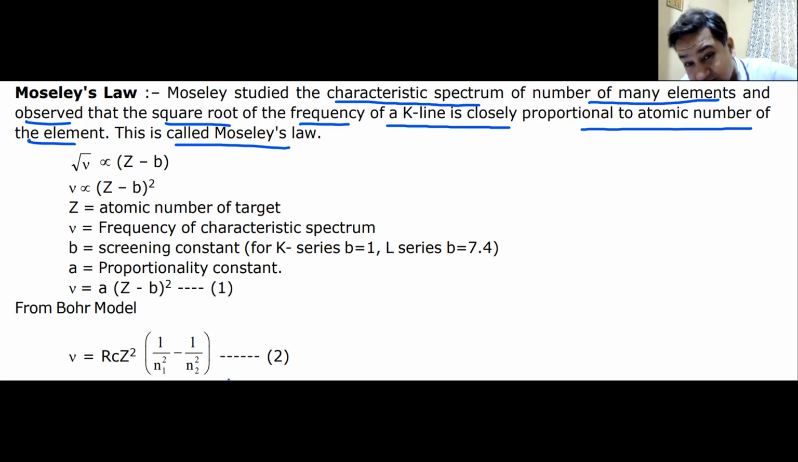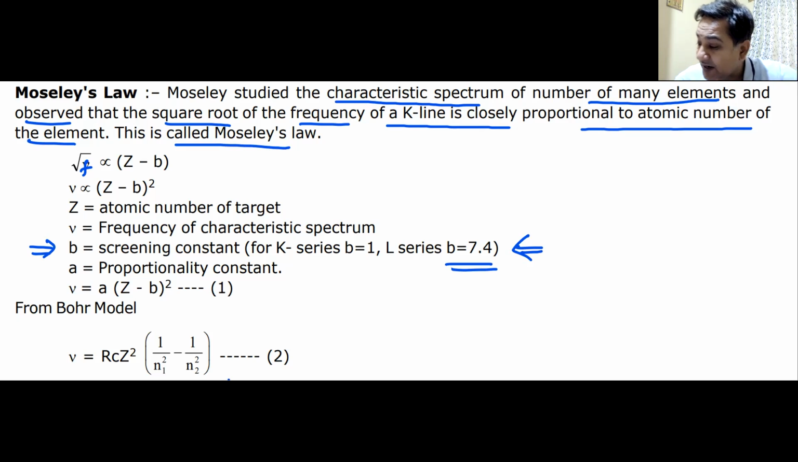Yes, sir. And this gentleman gave us Moseley's law. He said that the square root of frequency, root over f, is proportional to Z, the atomic number, minus b. b is known as the screening constant. Just remember it as a screening constant for the alpha series. For the K series, the value of b is 1. For the L series, the value of b is 7.4. Don't worry, this b value will be given to you.